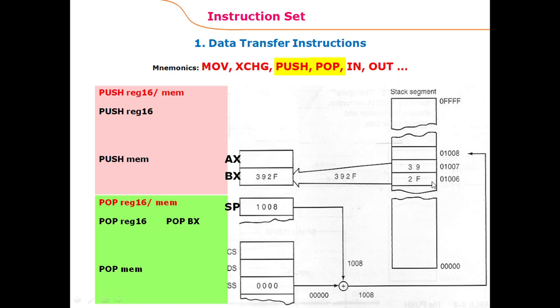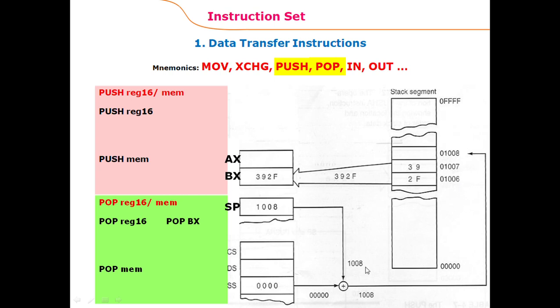So the first byte at that location, 2F, is loaded into the lower byte of the BX register, which is BL. 2F is loaded here, and then this memory address is incremented by 1, and it would point to the next higher location, where 39 is then loaded into the high byte of the BX register. 39 is loaded here, so 392F is moved to the BX register, and the stack pointer is then incremented by 2 because 2 bytes have been removed.